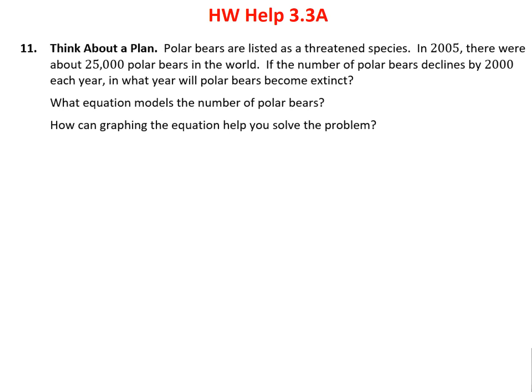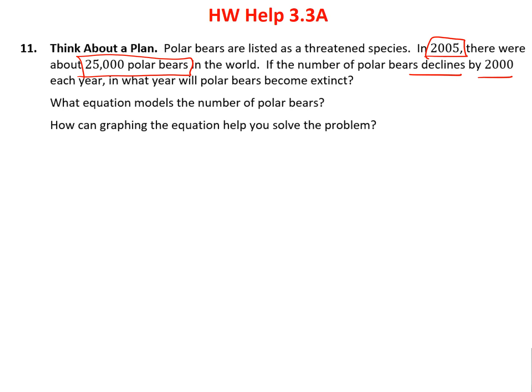Problem 11 is a polar bear problem. It says that polar bears are listed as a threatened species, and in the year 2005, there were 25,000 polar bears in the world. That's the beginning point for our problem. And now if the number of polar bears declines by 2,000 each year, when will they become extinct?